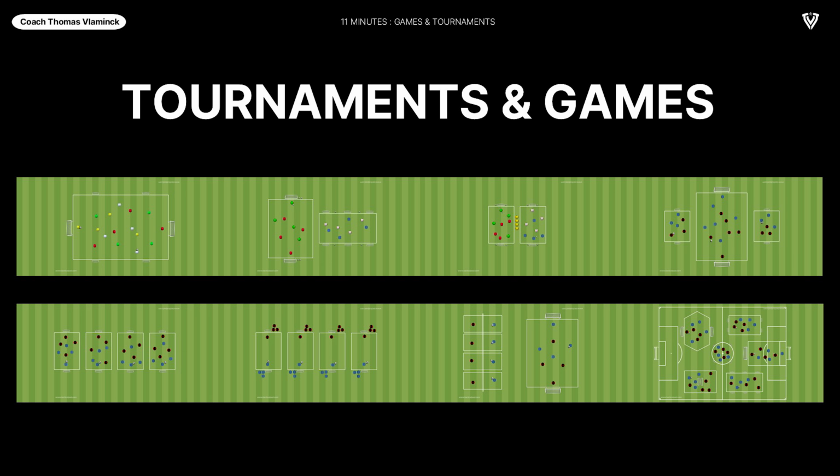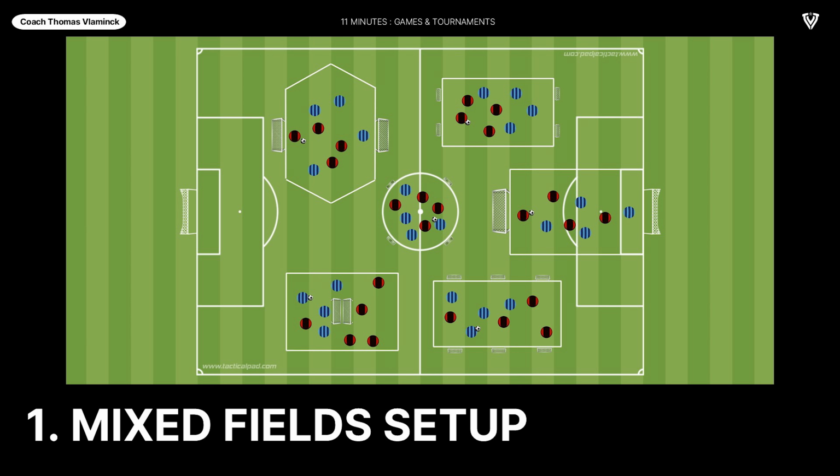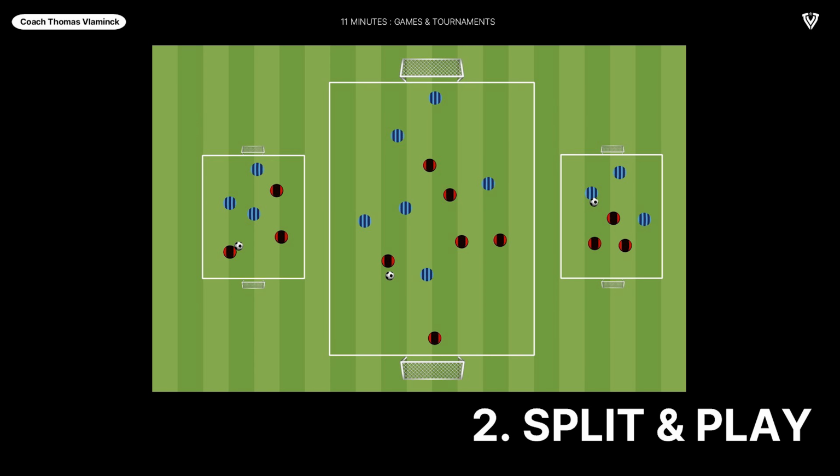Here are some exciting and engaging game formats that go way beyond just playing to a score. 1. Mixed field setups. Use different shapes and sizes of pitches: rectangle, square, circle, different balls, or alternate rules. Rotate teams between fields randomly or systematically. 2. Split and play. Use 3 pitches, 1 large central field and 2 small side fields. The team that loses on the big pitch splits into 2 and plays on the sides. The side field winners unite and head to the big pitch.